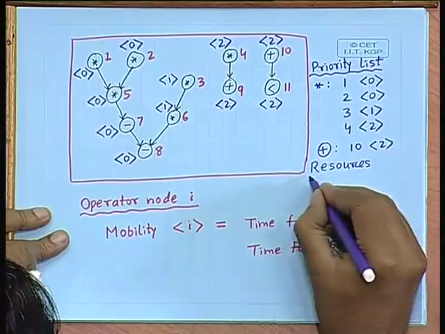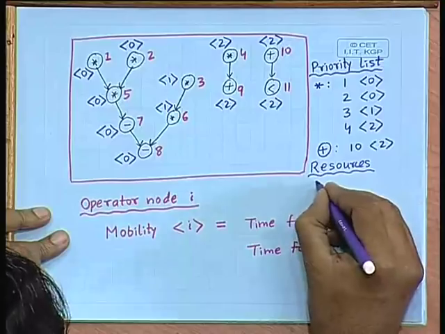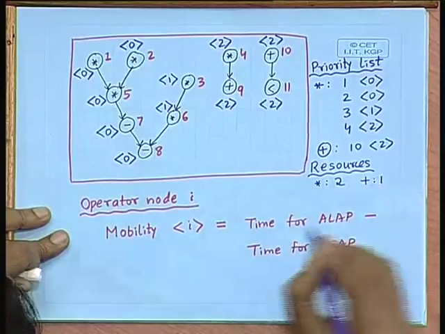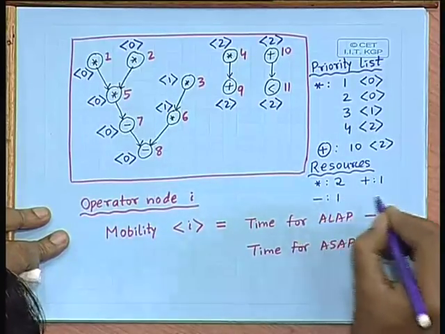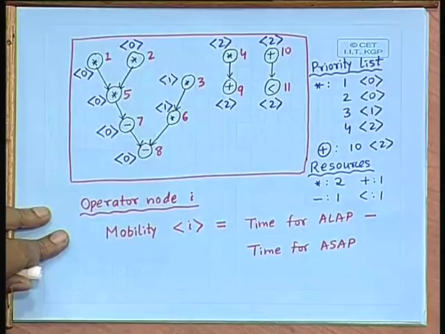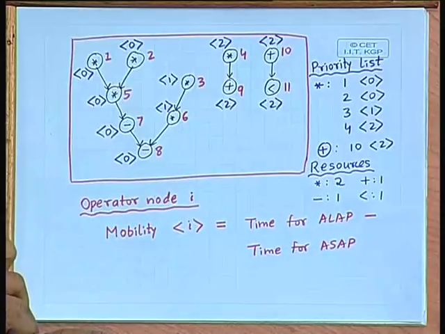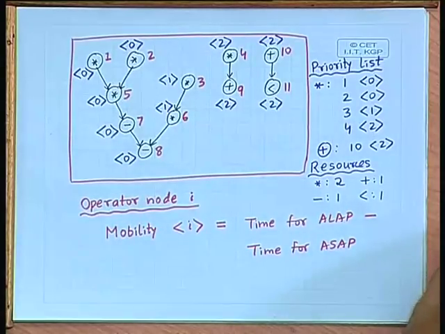So, this is the starting point, and we assume also some constraints on the available resources. We assume that we have 2 multipliers, 1 adder, one subtractor separate and one comparator. So, under this constraint, we will have to allocate. Fine. So, now let us see how this allocation can be done. I am constructing the list schedule based on these constraints.